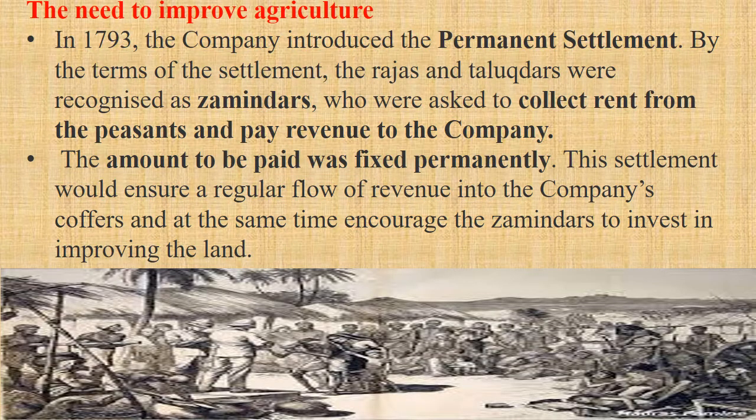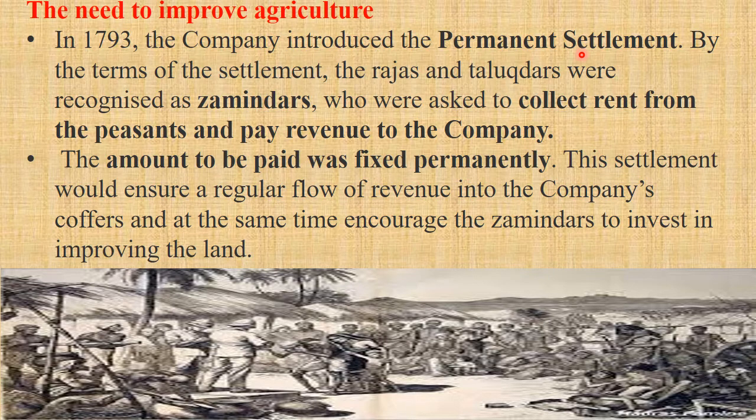Next, now they had to improve agriculture. So in 1793, the company introduced the permanent settlement. What, my dear children? The permanent settlement.